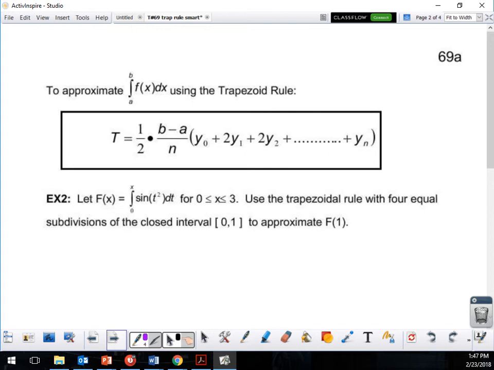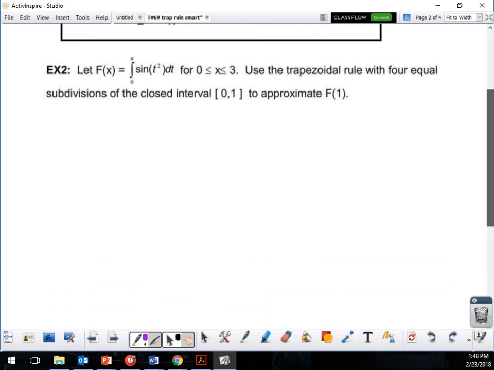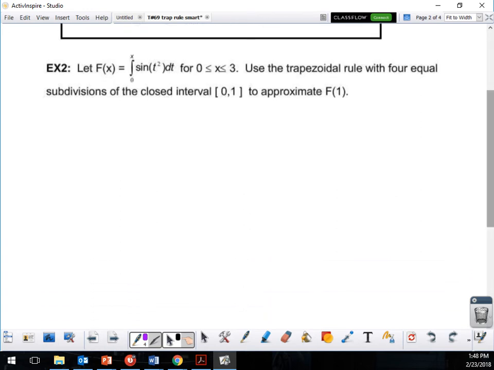For this one right here, use the trapezoid rule with 4 equal subdivisions over the closed interval from 0 to 1. So if we're using the formula like I just did, what am I going to start off with? Okay, so b minus a. So it's going to be 1/2 by b minus a is 3 minus 0, so 3/2.